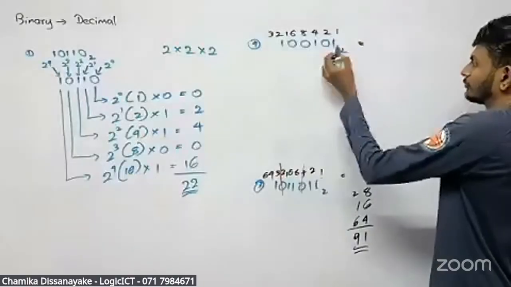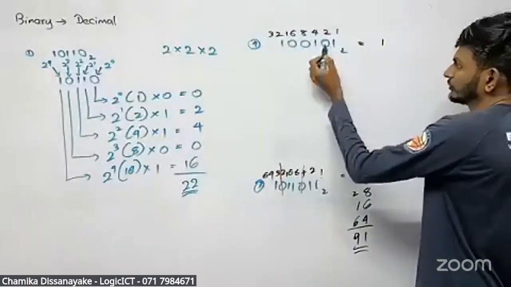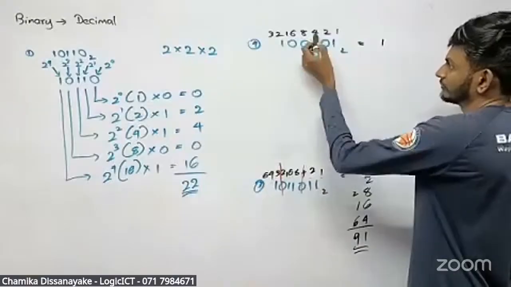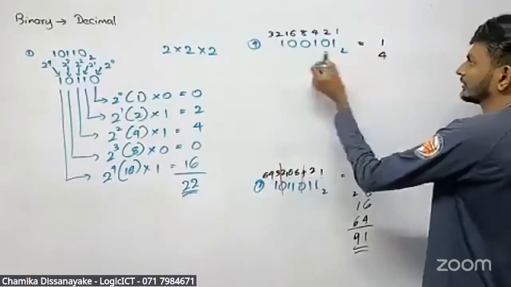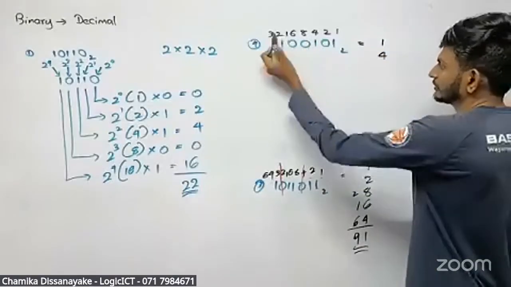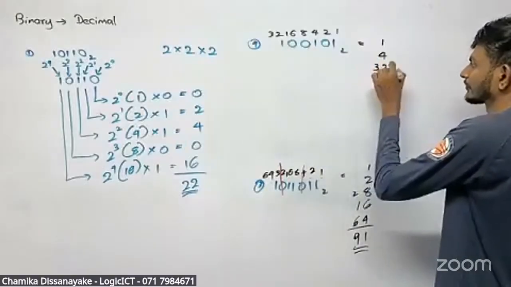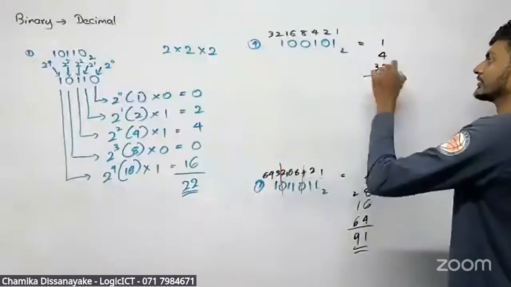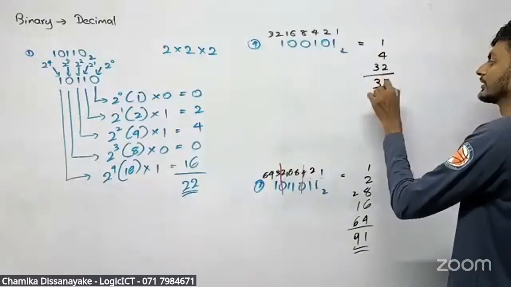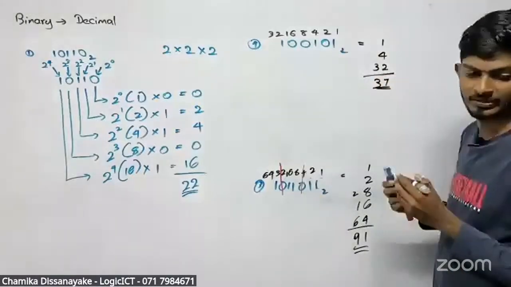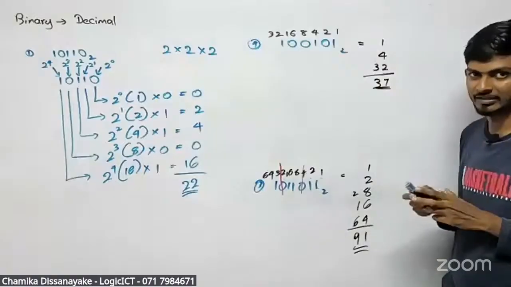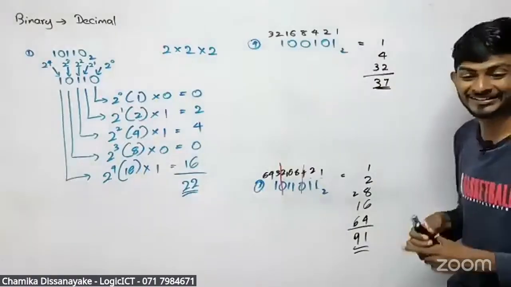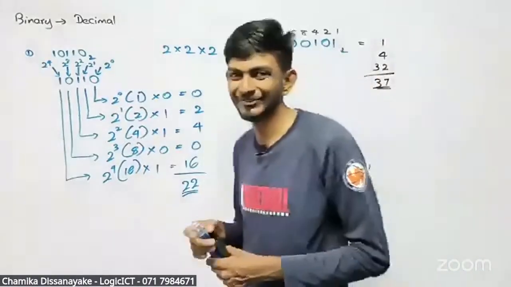And then let's add these things. Here we have 1. For 2, we have 0. For 4, we have 1. For 8, 0; for 16, 0; for 32, 1. So then here 6, 7, 37 is the answer. Okay. This is another example of the shortcut.